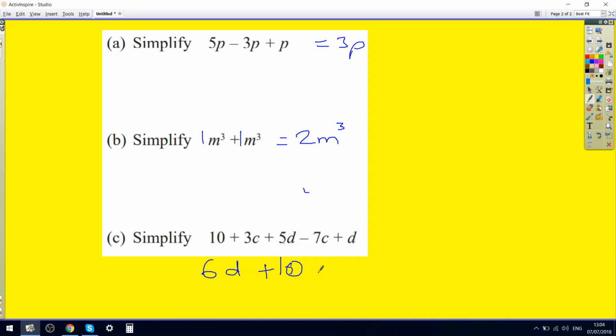Plus 10, and then you have 3C minus 7C. Yeah, and then minus 10C. That would be minus 3 minus 7. This is plus 3 minus 7. Minus 4. Yeah, minus 4C. Kate, any questions there? No, thank you.